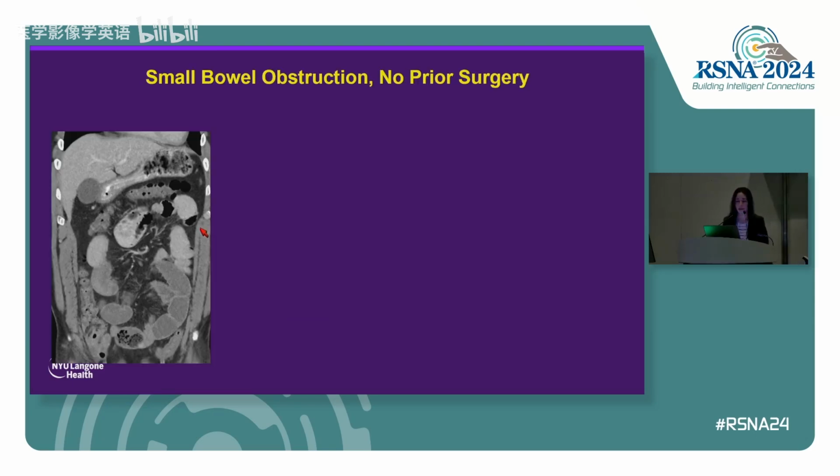So here's another example. We have a coronal image from a CT with intravenous and positive oral contrast. You can see that there's dilated fluid-filled small bowel, small bowel feces sign, and then collapsed distal small bowel. So this patient hasn't had prior surgery, so it's not an adhesion, really nowhere near a hernia. So what is causing this obstruction?